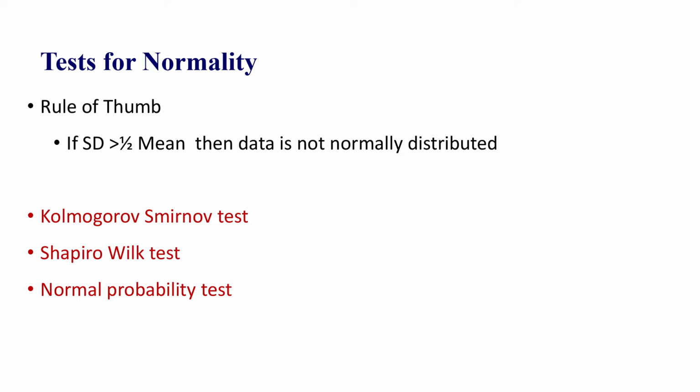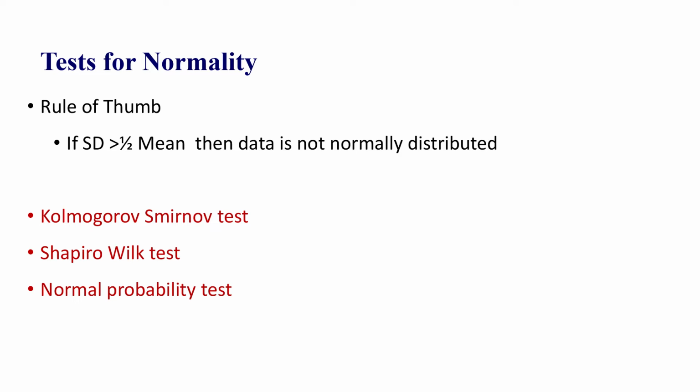Now the question which will come to your mind is how we should assess normality. When we get a data series, how should we understand whether this data is normally distributed or not? There I can tell you one rule of thumb. If the standard deviation of your data set is more than half of the mean, then the data is not normally distributed. Let us take one example and it will be very clear to you.